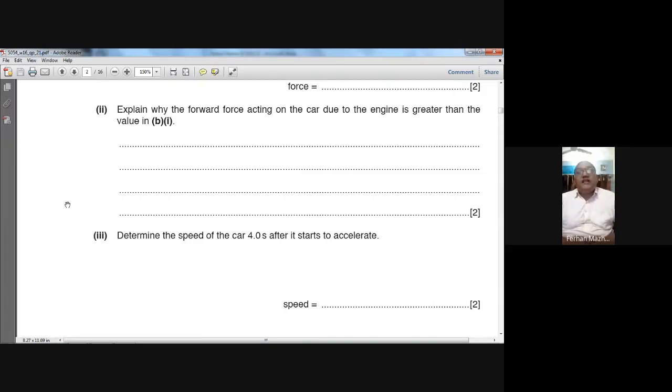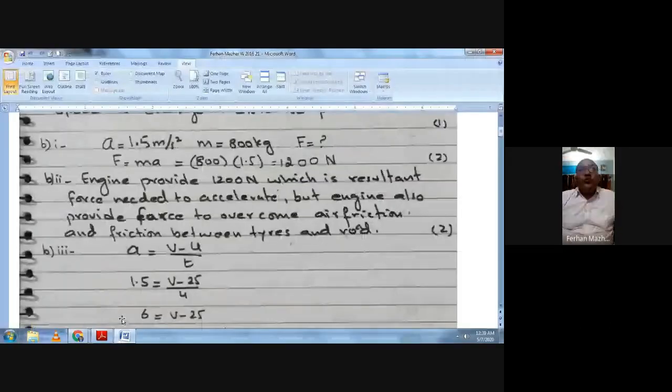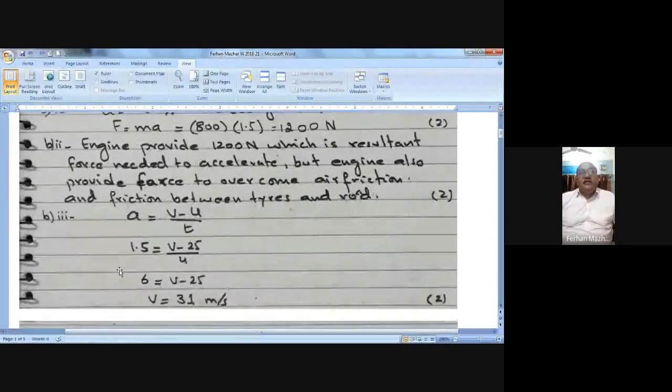The engine has to provide force to overcome the air friction. There is friction between the tires and the road. So the engine also has to provide the force to overcome that friction. The engine does not only provide the force for the acceleration, it also provides the force to overcome the air friction and the friction between the tires and the road. I have written its answer. It's a two mark question. Engine provides 1200 newton, which is the resultant force needed to accelerate. But engine also provides force to overcome air friction and friction between tires and road. So it was a two mark question.